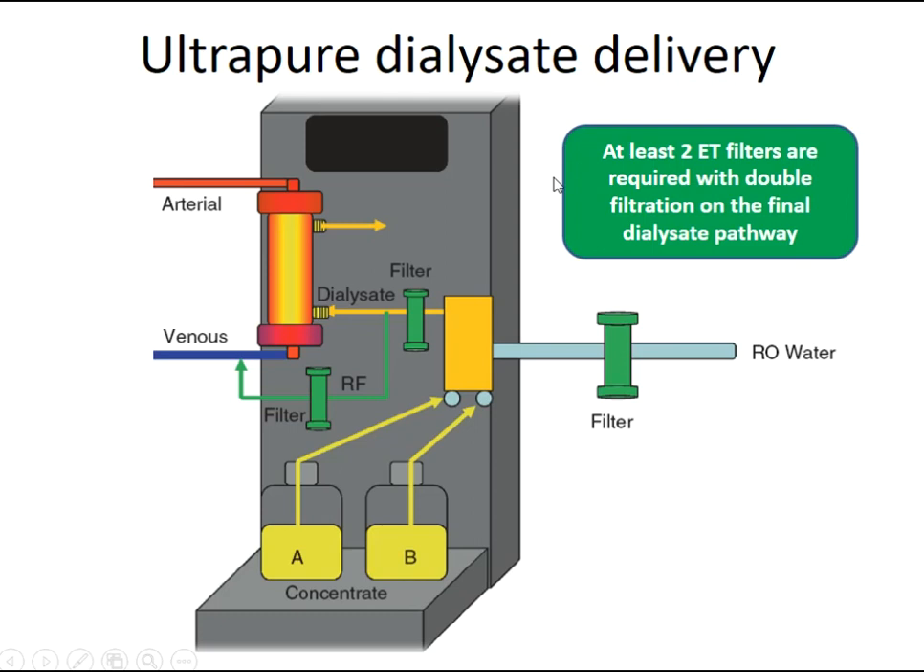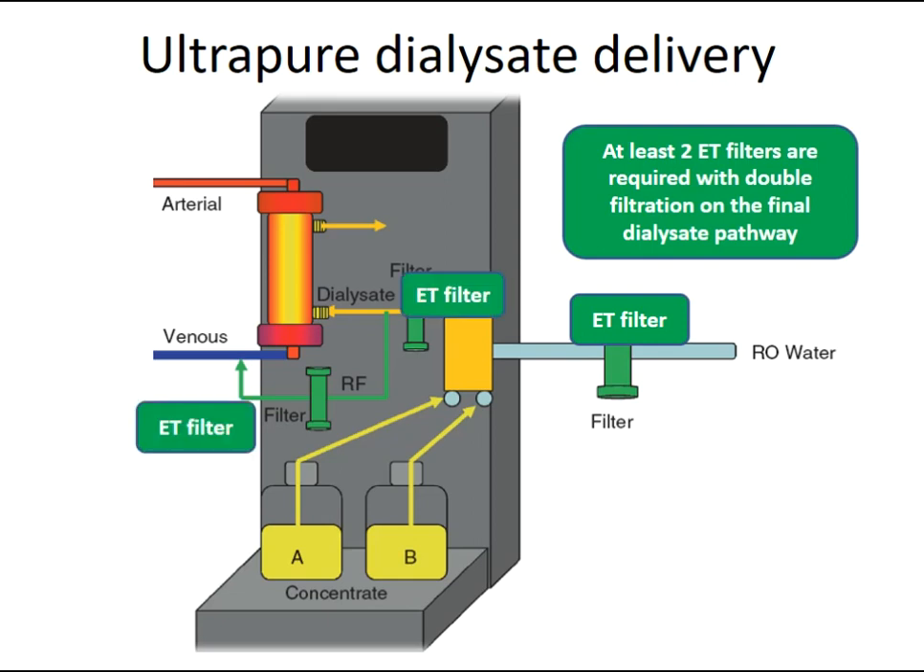So in case of hemodiafiltration, at least two endotoxin filters are needed to ensure that the dialysate has passed through both of them, to ensure a sterile fluid for substitution. From the acid and the paste, mixing to the dialysate, it passes through endotoxin filter 1 and 2.